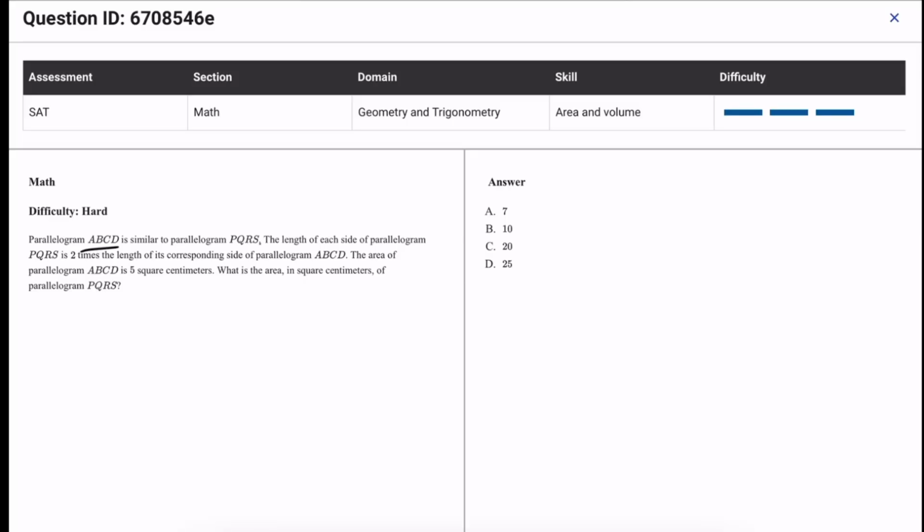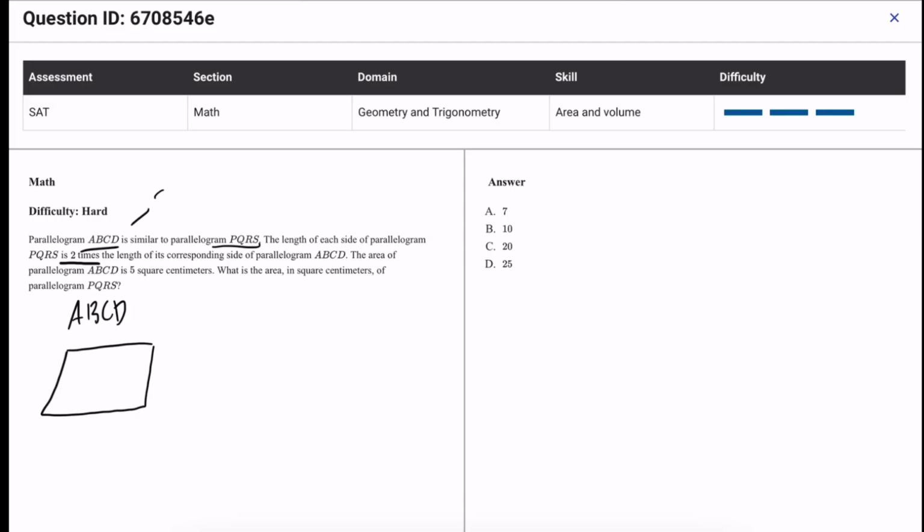Another area and volume question. So we've got two parallelograms. The length of each side of PQRS is 2 times the length of each side of ABCD. The area of ABCD is 5 square centimeters. So what is the area of the other parallelogram?